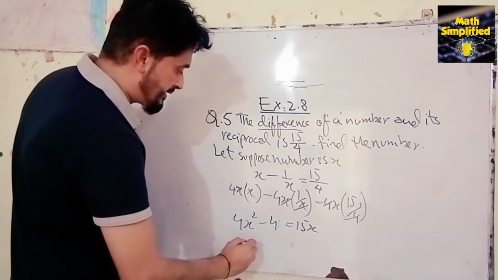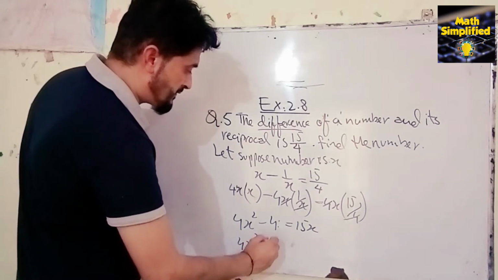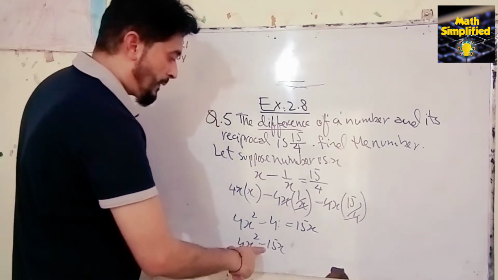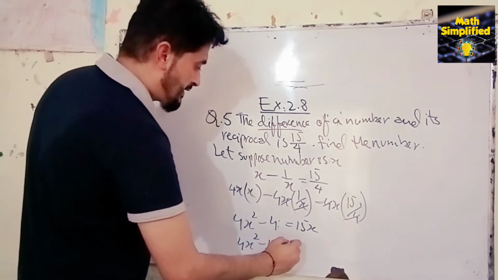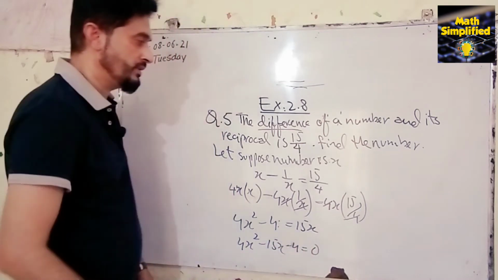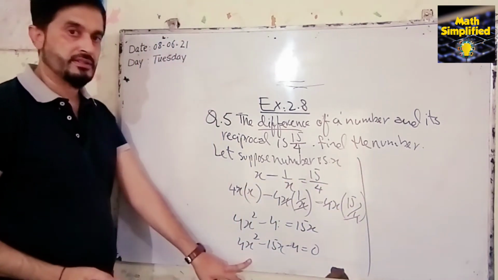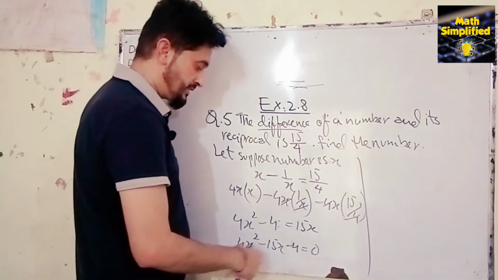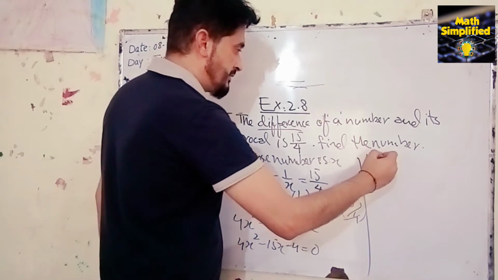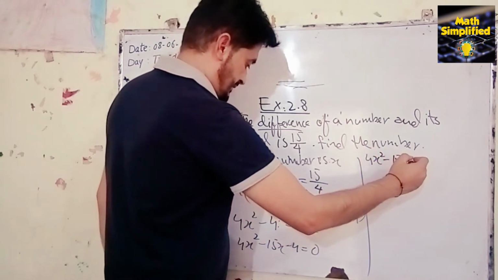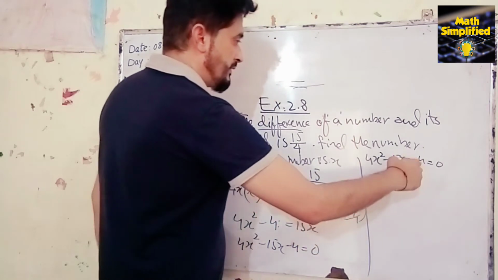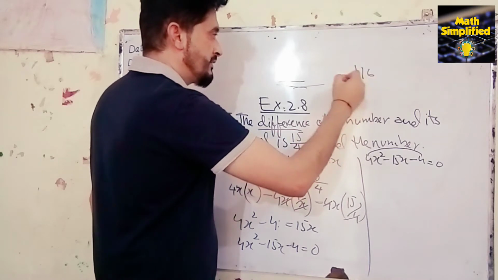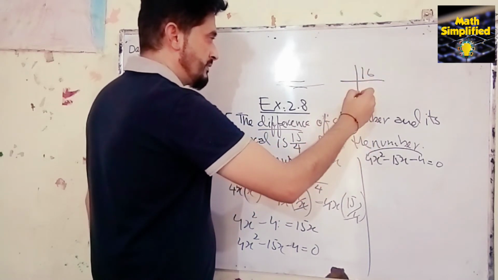So let's rearrange the equation. 4x square minus 4 is equal to 15x. We will shift this 15x to the left side. It will become minus 15x, and the constant value is minus 4, is equal to 0. Now the equation is a pure quadratic equation. So let's solve it. 4x square minus 15x minus 4 is equal to 0. Let's multiply 4 by 4, which is 16, and take the factors of 16.